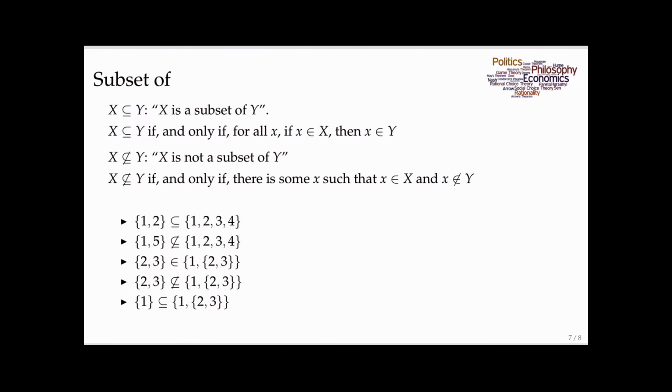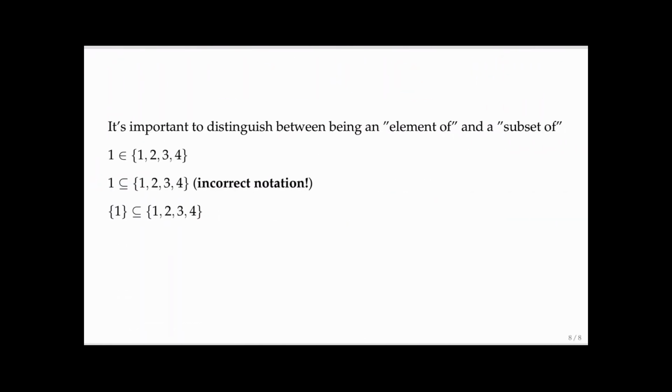And finally, here we do have that the set consisting of just 1 is a subset of the set consisting of 1 and the set consisting of 2 and 3. Why? Because every object here, namely 1, does show up in this set. Whereas up here, we saw that 2, for example, doesn't show up in this set because it's the set 1 and then another set consisting of 2 and 3. Okay, so that's subset of.